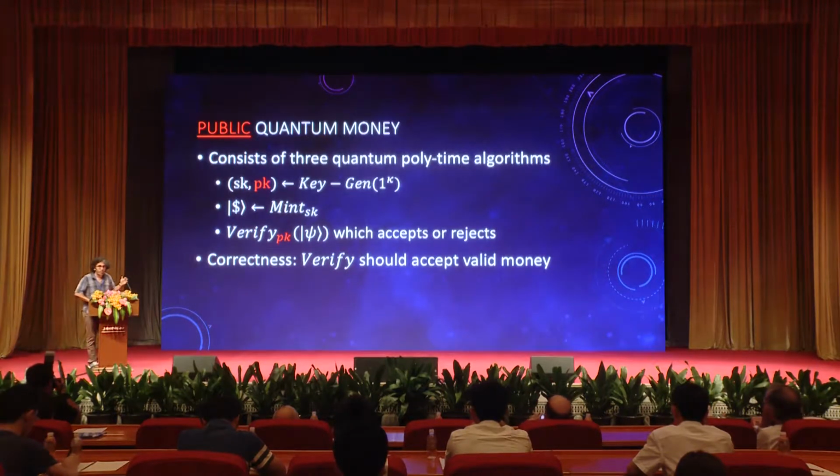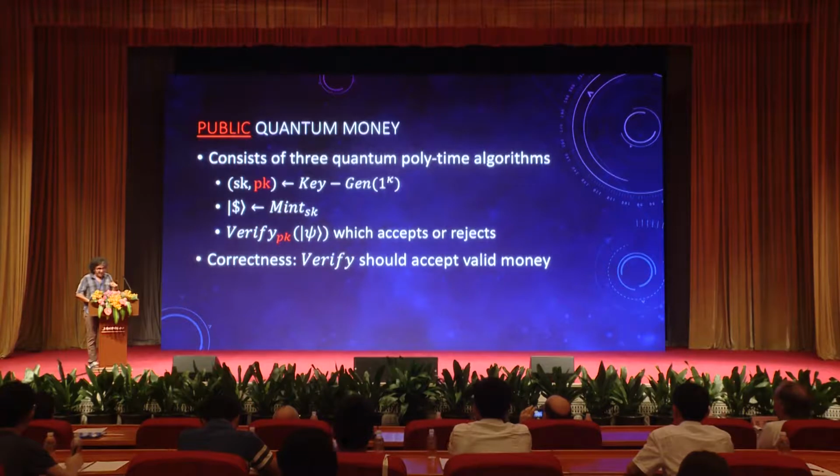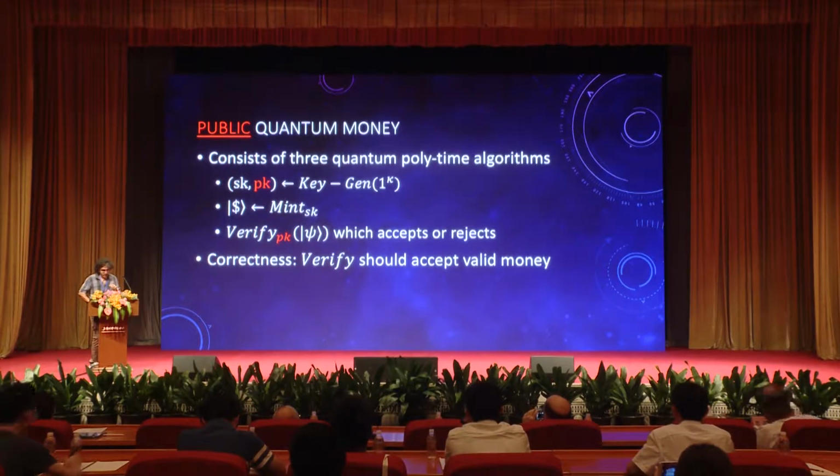And here is public quantum money, and the differences are highlighted, so it would be easier for you. So here, keygen outputs both a secret key and a public key. Mint works as before, just outputs some quantum money state. And this time, verify uses the public key in order to verify the money states. And the correctness property is as before. It just should accept valid money.